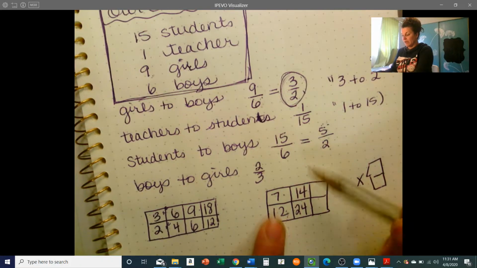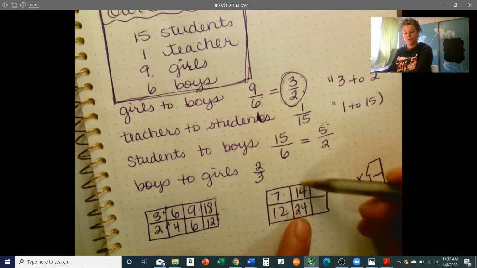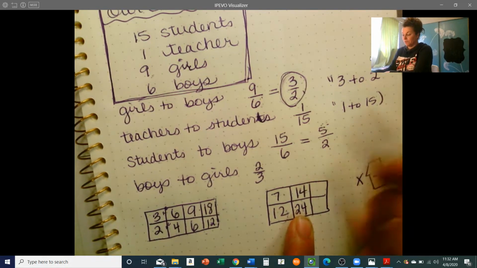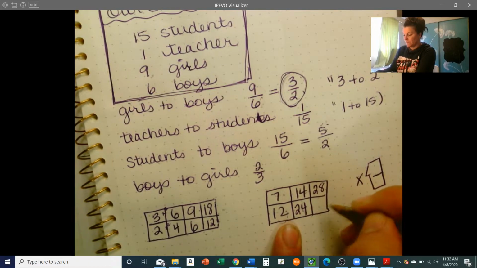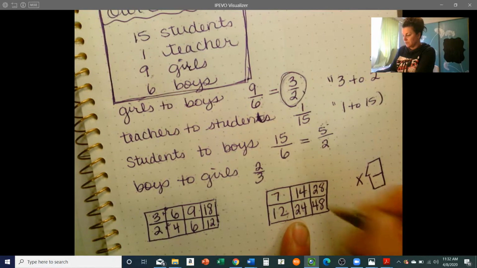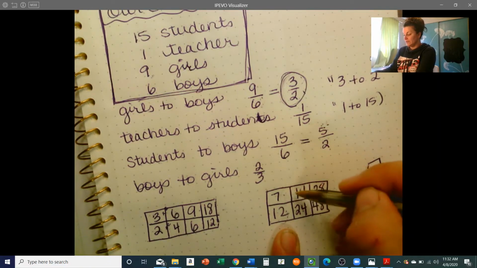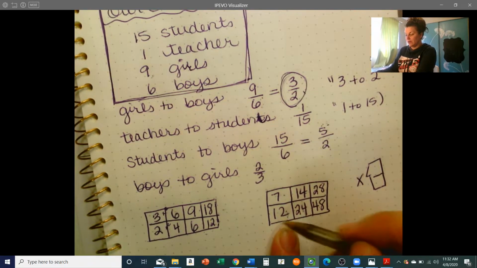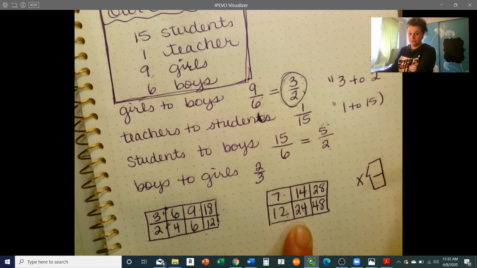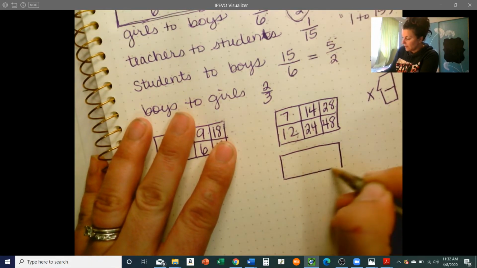And then I could multiply this first one by like 3 or 4 or 5. Or I could multiply this one now by 2. So 14 times 2 is 28, and 24 times 2 is 48. That make sense? 7 times 2 is 14, 14 times 2 is 28, 12 times 2 is 24, 24 times 2 is 48. It doesn't have to be those. I could do other things.